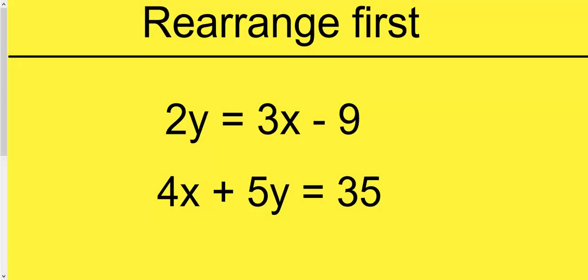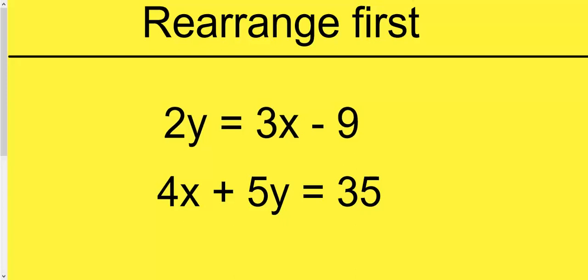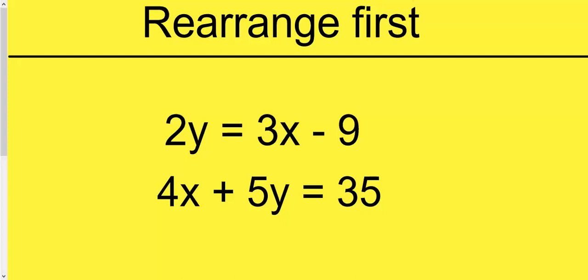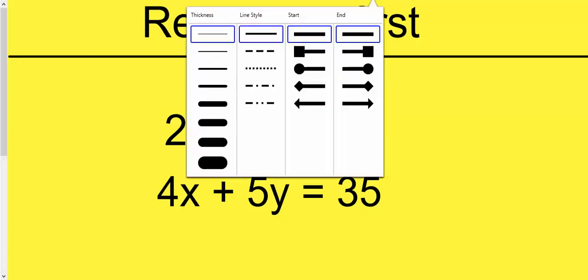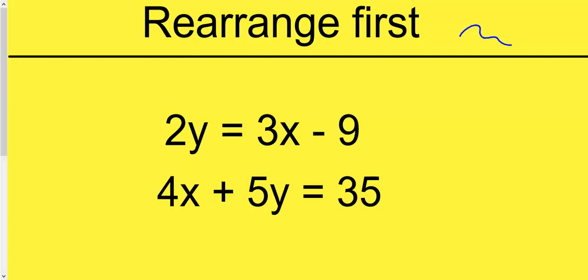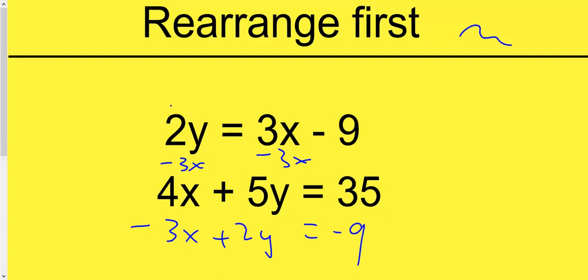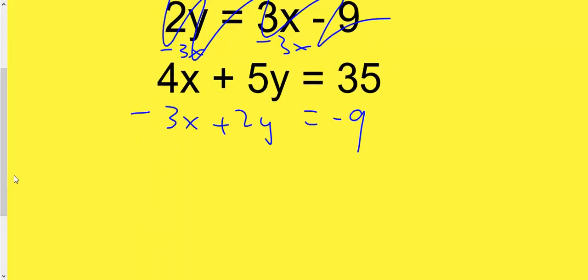And then we have one where we have to rearrange the equations. I did an example like this in the last video. So I'd get the x and the y on the same side. Okay, so I'm going to subtract 3x. So negative 3x plus 2y equals negative 9. Get rid of this here. And then do your elimination.